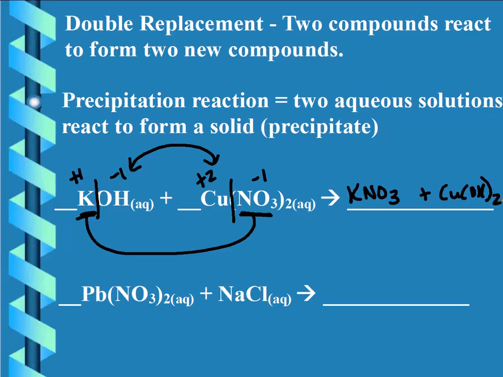Then I can add my state symbols. Potassium nitrate is aqueous because all nitrates are, and copper hydroxide is a weak base, so that is a solid. And then balancing this first one, we needed a 2 here and a 2 here. So I'm going to pause the video and do the next one on your own. Restart when you're done.